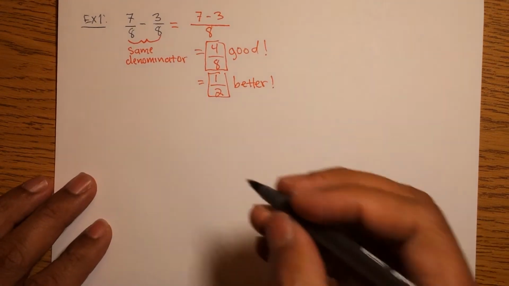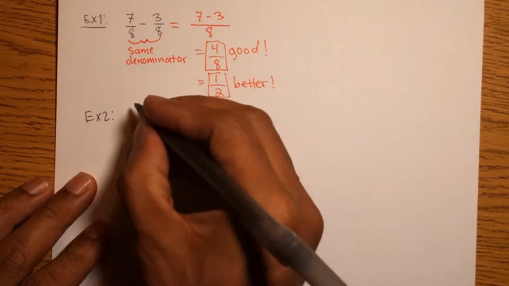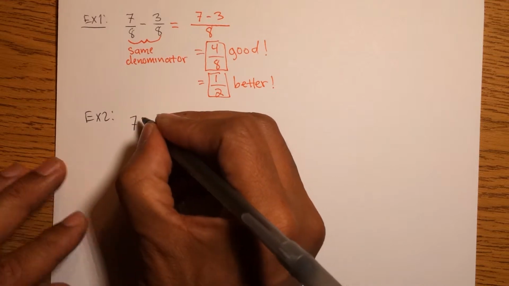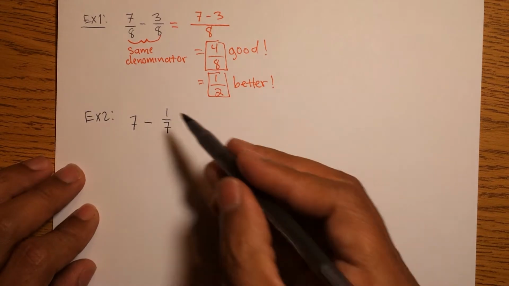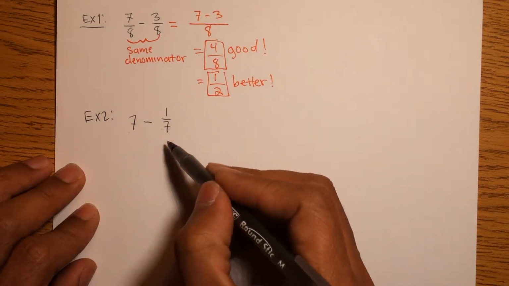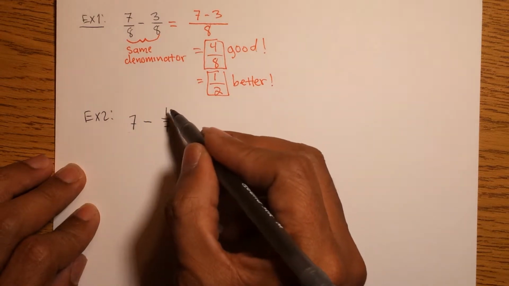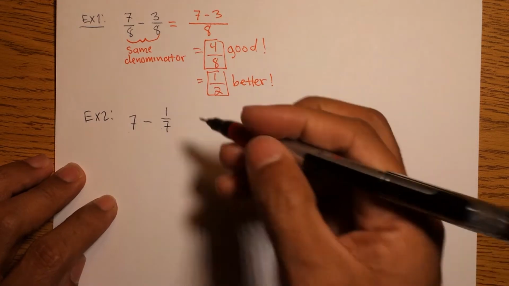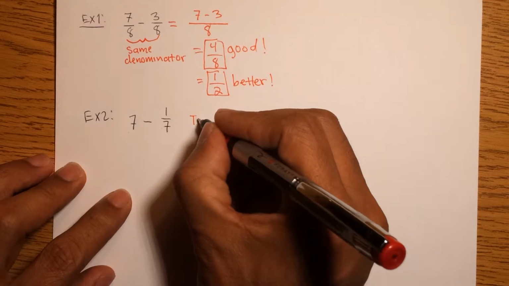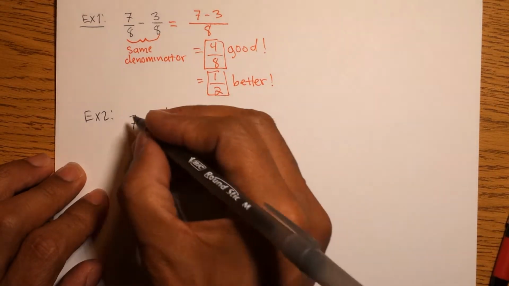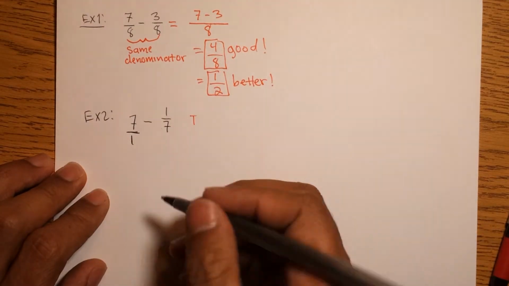All right, so on to another example. Let's say in the following example, we are given the following mixed number. Okay, so we have 7 minus 1/7. Now notice that this is not a fraction, that's a whole number, and this is a fraction. We can write that 7 as a fraction, which is write a 1 under it, and that's still 7 because 7 divided by 1 is 7, okay?